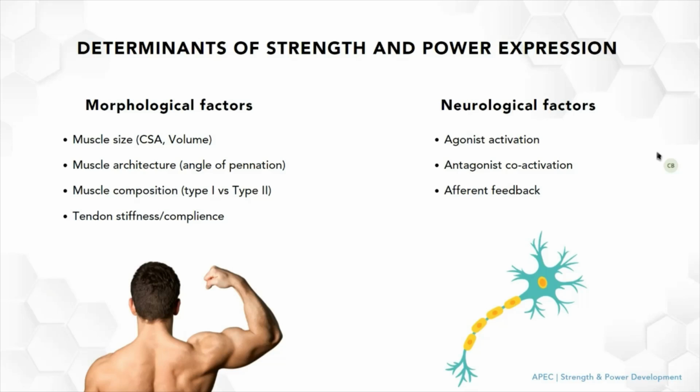And then looking at some of the neurological factors that can contribute to force production and peak power would be agonist activation, antagonist co-activation, and what's called afferent feedback. Okay, so looking at each of these in a bit more detail.